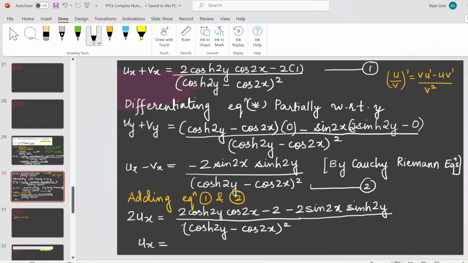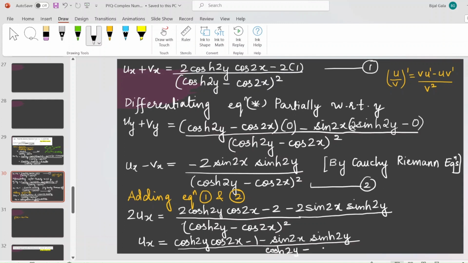And I'll get ux is equal to, dividing by 2, on the right hand side all the 2's will vanish. Cos hyperbolic 2y cos 2x minus 1 we'll get here, minus sin 2x sin hyperbolic 2y, and the entire thing now gets divided by cos hyperbolic 2y minus cos 2x the whole square. Okay, sorry for the space thing. We found ux, we need to find vx.